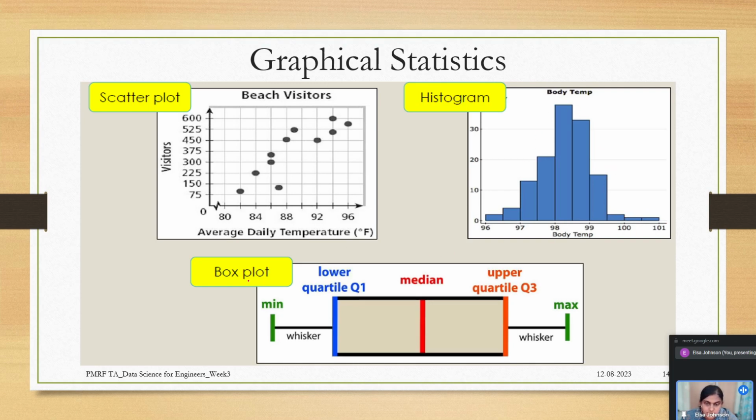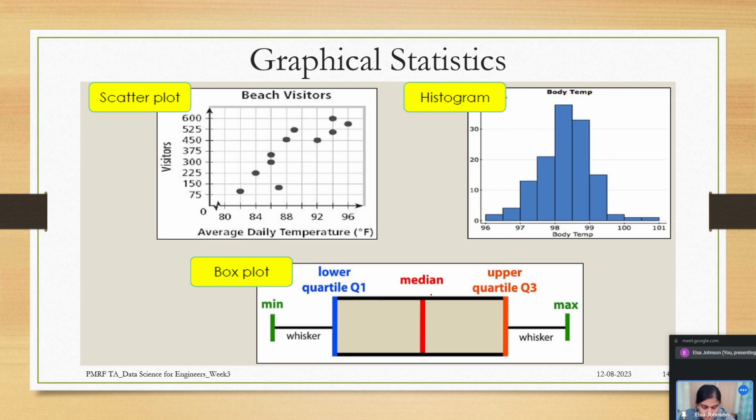Then there is the box plot. Box plot was also explained in the lecture. So here you can see the different terms mentioned. There is a median, upper quartile, lower quartile, minimum and maximum. So these are given as the whiskers.